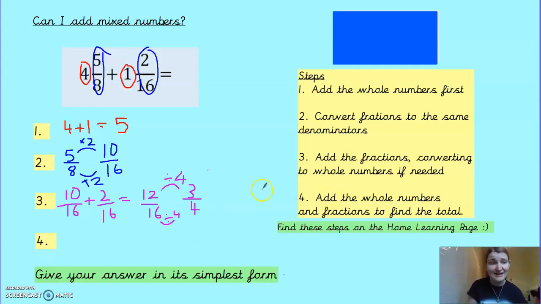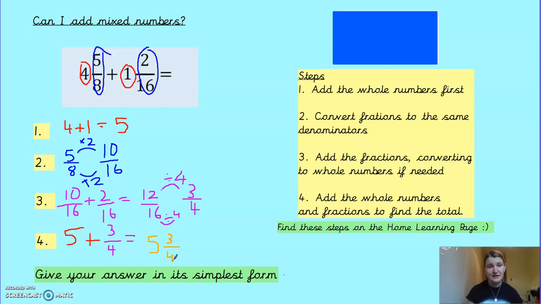Final step 4 is to add the whole number, my answer from number 1, and the fraction, my answer from number 3. So we're going to add 5 add 3/4. Well, that's just going to be 5 and 3/4, isn't it? And when we're adding, if we've just got a normal fraction and a whole number, we could just write that as a mixed number, 5 and 3/4. Okay.